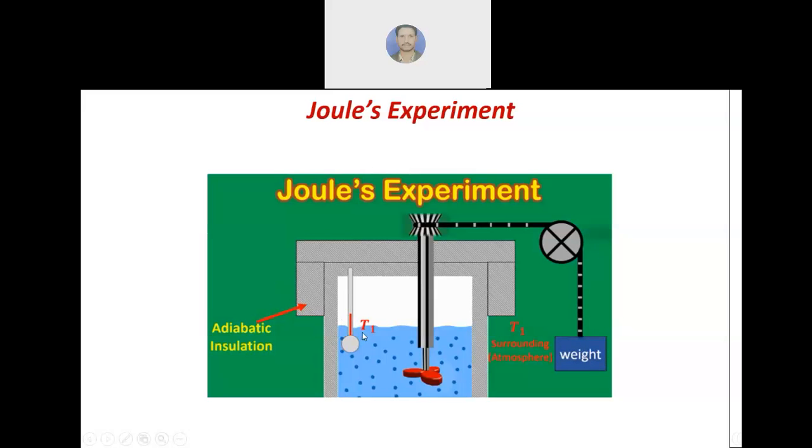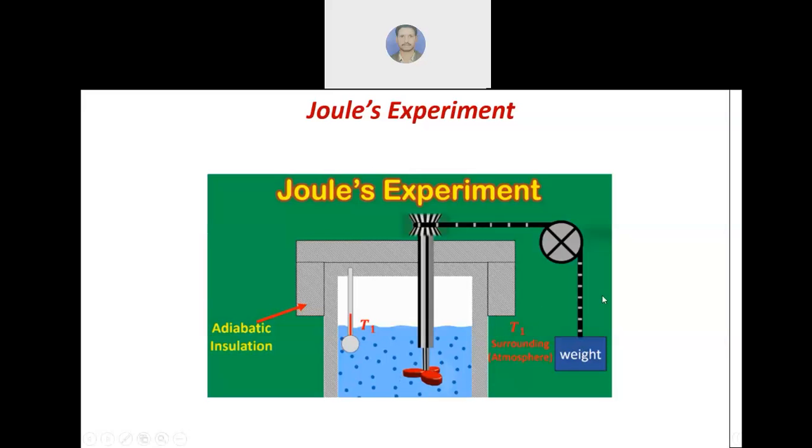Now we measure the temperature with the thermometer, let it be T1, and we are maintaining the same temperature T1 in the surroundings also. So this is the initial condition. This describes the Joule experiment setup.